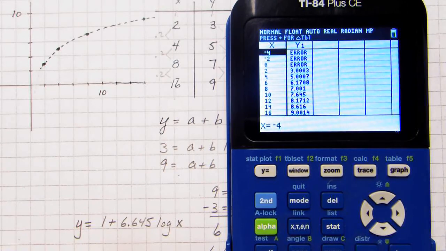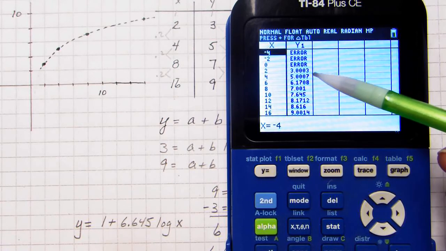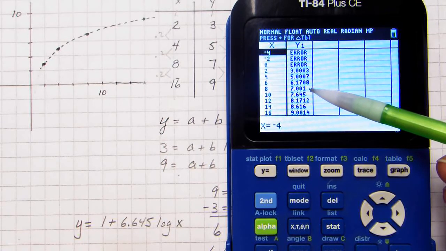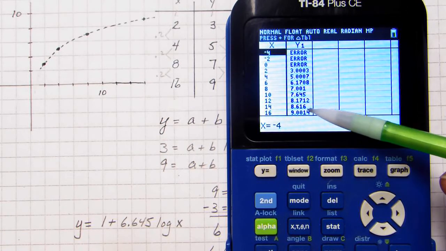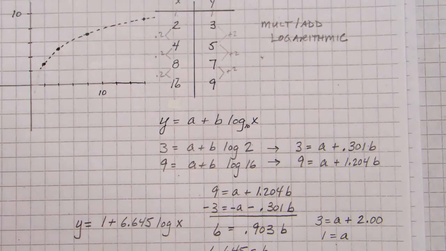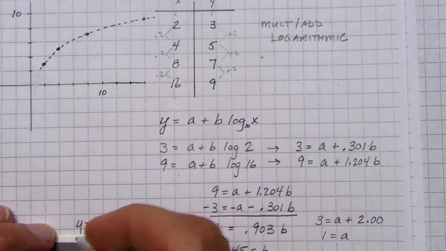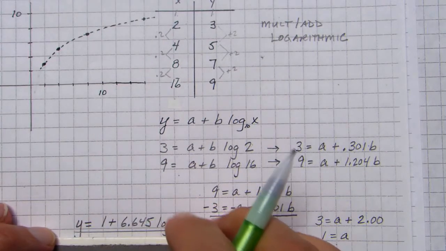Okay, it'll give me a table of values, and I get some errors up here, which is okay, but the more important thing is, let's take a look at 2, I've got about 3, at 4, I got 5, at 8, I have 7, and at 16, I have about 9. So I'm pretty happy. This equation does seem to fit these points. So we have a nice equation. So that would be the logarithmic equation that would fit the given points.